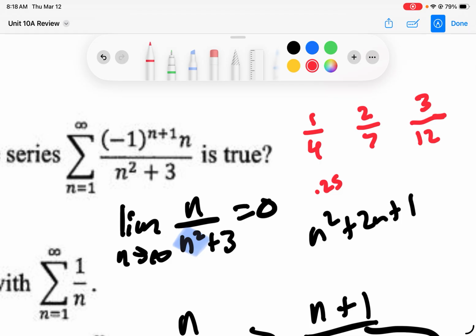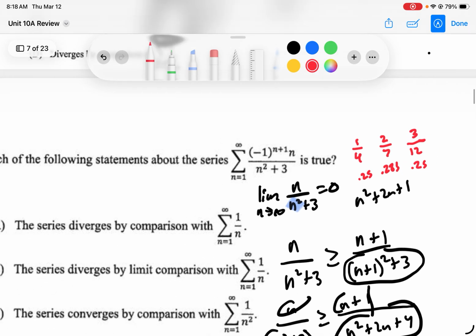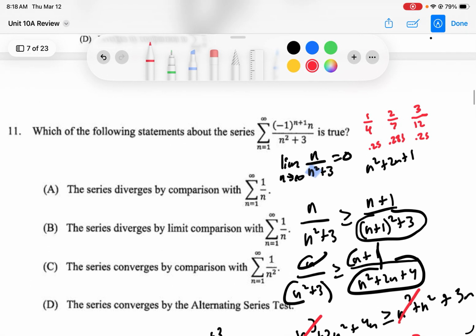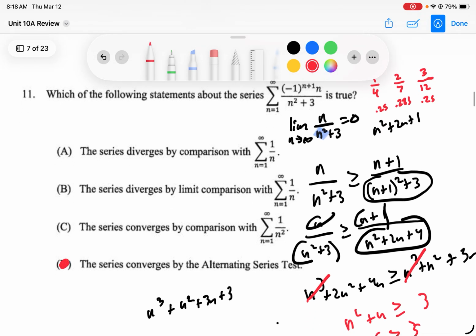Let's get a calculator. 2 divided by 7 is 0.285, but 3 divided by 12 is 0.25. Excuse me, and then it starts decreasing again. So I need to do some more research here and make sure that it's alternating. After some point, it should be okay. I'm pretty sure the answer is D.